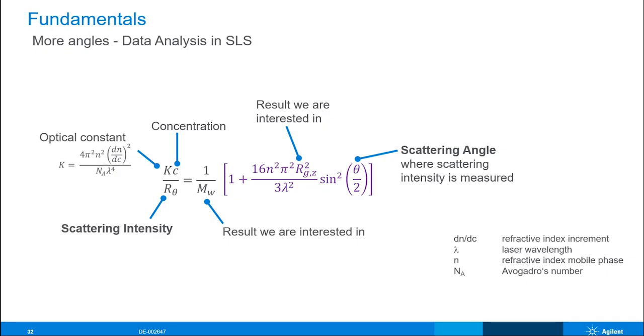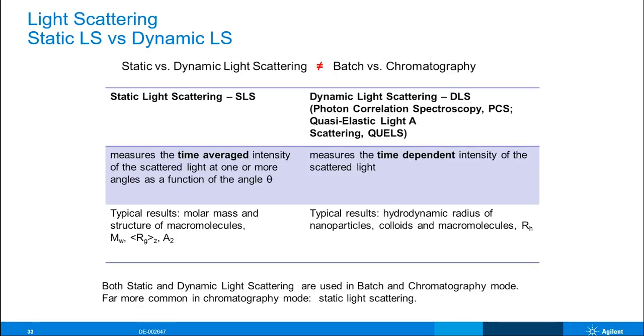We've been talking exclusively about static light scattering so far throughout this presentation, but another form of light scattering does exist, which is dynamic light scattering. With static light scattering, we're measuring the time average intensity of scattered light at one or more angles as a function of the angle theta. What this gives us is the molar mass and structure of molecules. So we get MW. If we have anisotropic scattering, we get the RG, and we can get the virial coefficients. Those virial coefficients just describe molecular interactions, be it with itself or with the solvent.